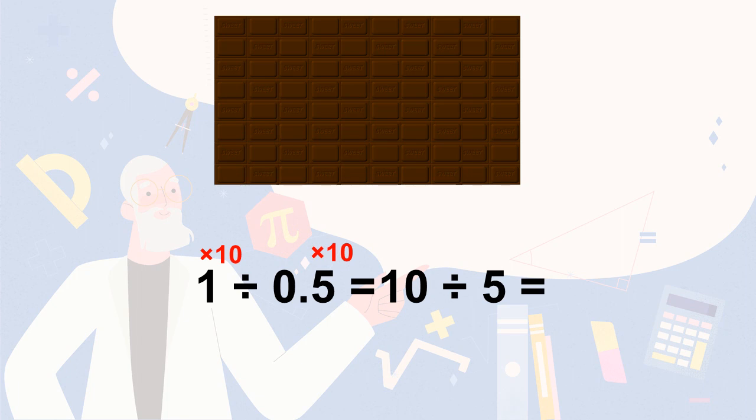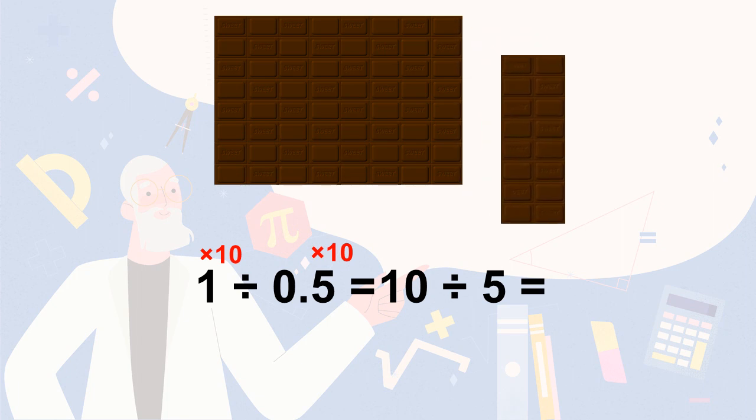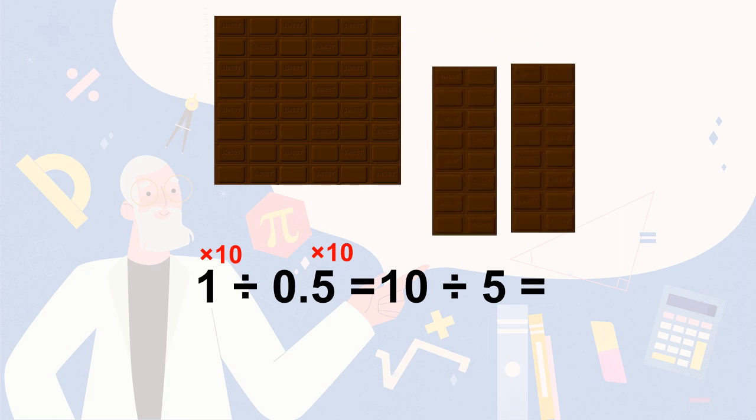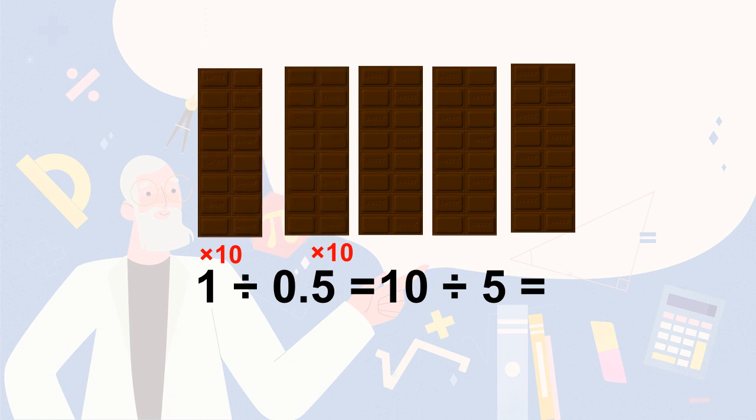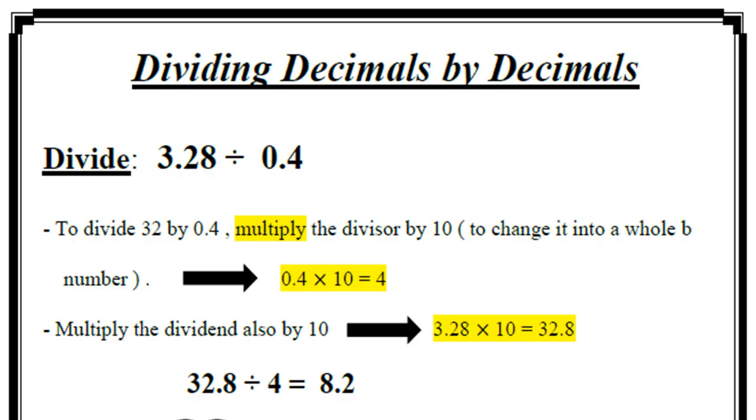We will make 5 groups. So each 2 bars will form a group. So how many groups do we have now? We have 5 groups. Here, each group will take 1, 2 bars. So 10 divided by 5 will be 2.